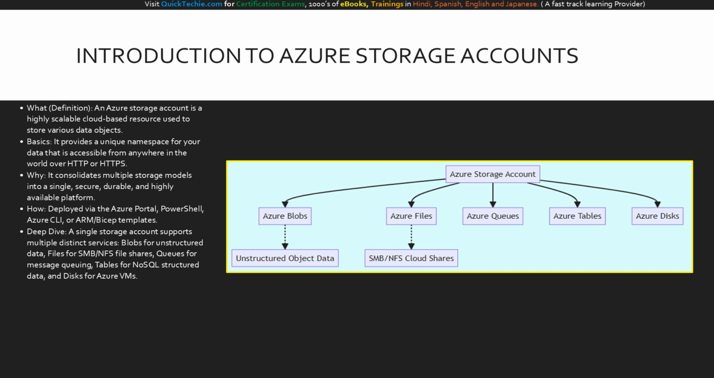Looking at this flowchart, you can see the Azure storage account at the top, acting as the central management container. From there, it branches downward into the 5 core services it provides. We highlight Azure Blobs on the left, which stores unstructured object data like images or backups. Next to it is Azure Files, providing traditional SMB or NFS cloud file shares. Understanding this hierarchy helps you see that when you configure settings on the storage account itself, those settings often cascade down to these underlying services.